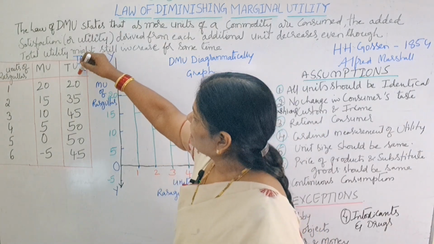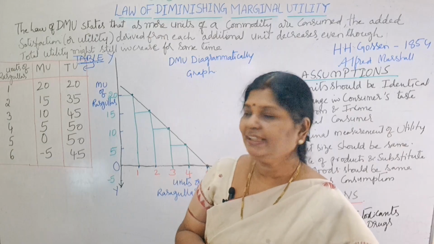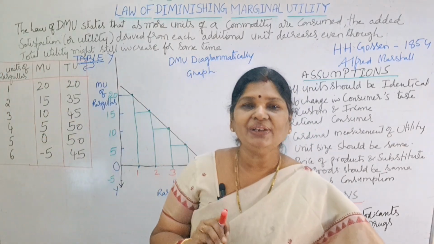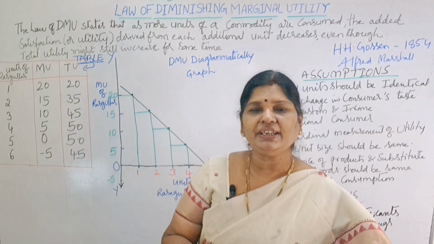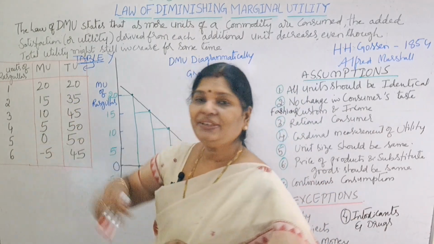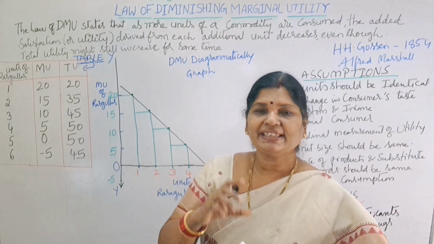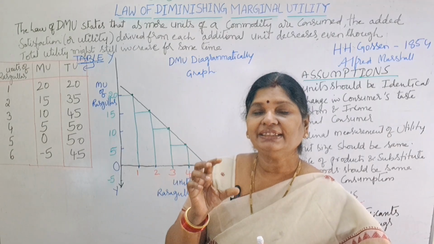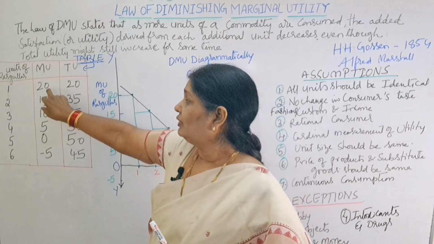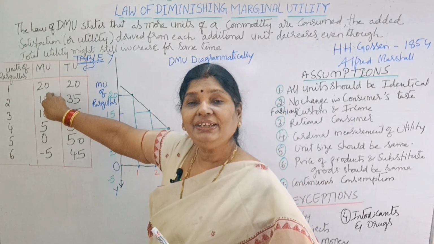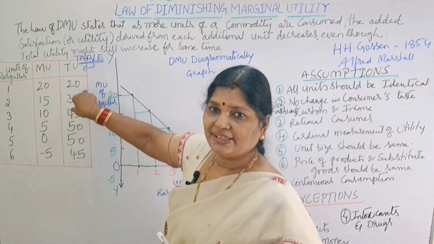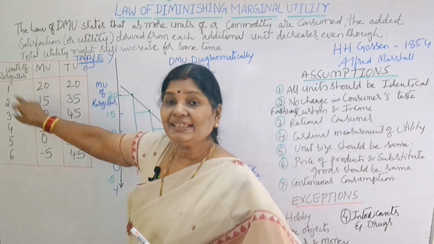Next, the third column is TU. TU means total utility. So, when you consume the first rasgulla, you felt very happy. It's a very amazing taste, right? So, what is your satisfaction? 20 units, because the size, the color, the taste, everything is good. So, what is the satisfaction you got from this rasgulla? 20 utils, right? So what is your total utility? 20 utils only. Next, you have consumed the second rasgulla.